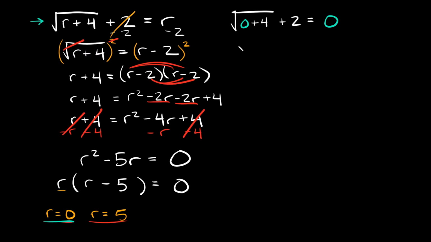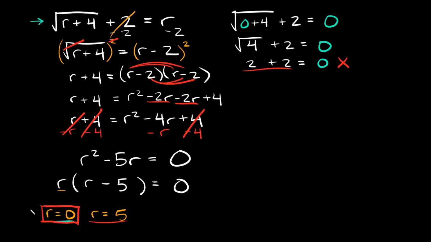So then here we have the square root of 4 plus 2 is equal to 0. So the square root of 4 is just equal to 2, so we get 2 plus 2 is equal to 0? No, that's not right, right? So whenever we plug in 0 for r right here, it gave us an unbalanced equation, right? Because 2 plus 2 obviously does not equal 0. Okay, so r equals 0 is what we call an extraneous solution. Essentially, it's not a solution, all right?